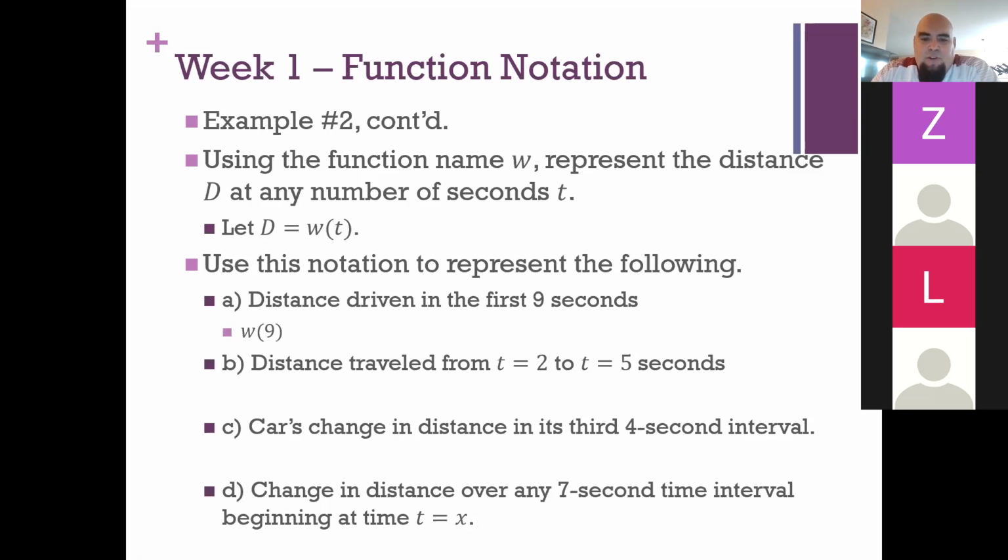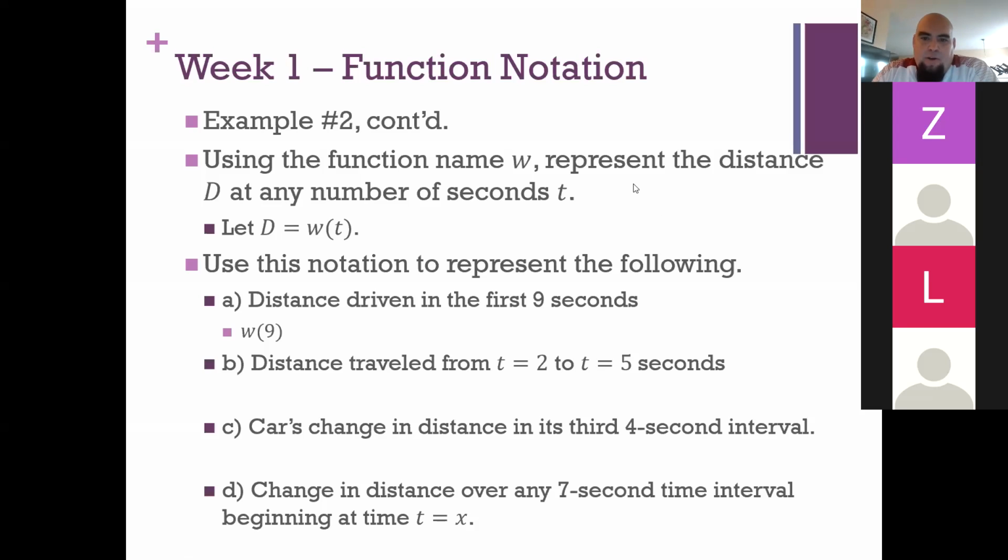How about the distance traveled from t equals 2 to t equals 5 seconds? W of 5 minus W of 2. Okay, and I got that in the chat as well. Can someone tell me why it would not be W of 2 minus W of 5? Because you always want to take your final value minus your initial value, and since 2 is the starting value and 5 seconds is the final value.